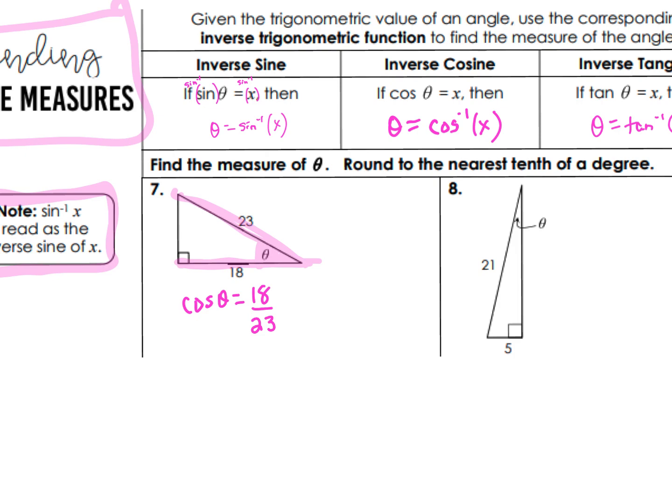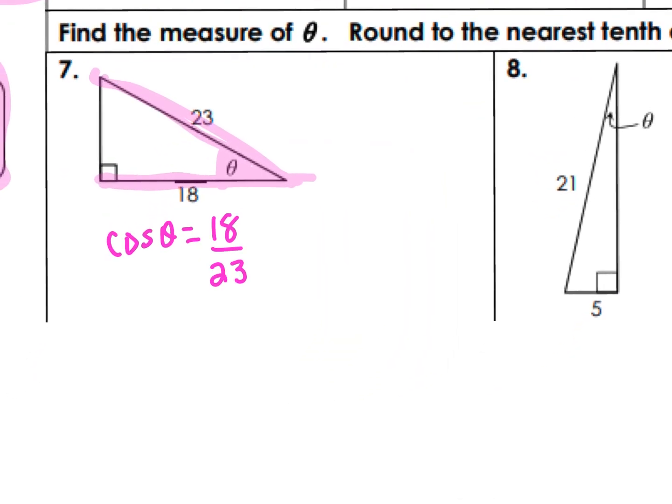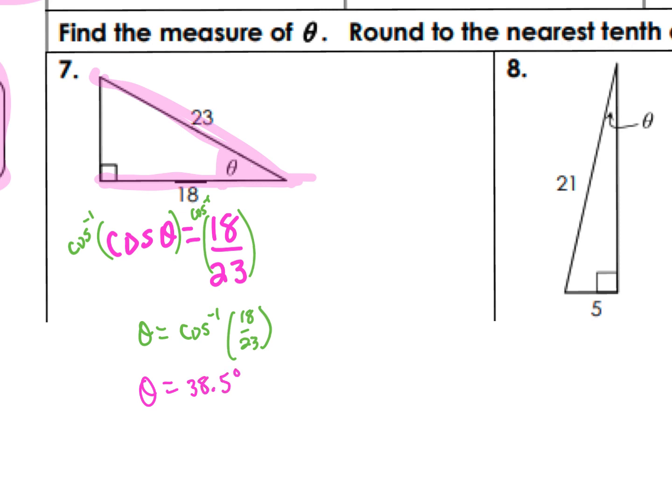So then, based on what we just talked about up here, to solve for that theta, we are going to take the inverse cosine of that ratio. So theta is going to be equal to the inverse cosine of 18 over 23. So what do we get? That theta is equal to how many degrees? 38.5, yes. So 38.5 degrees. Beautiful.